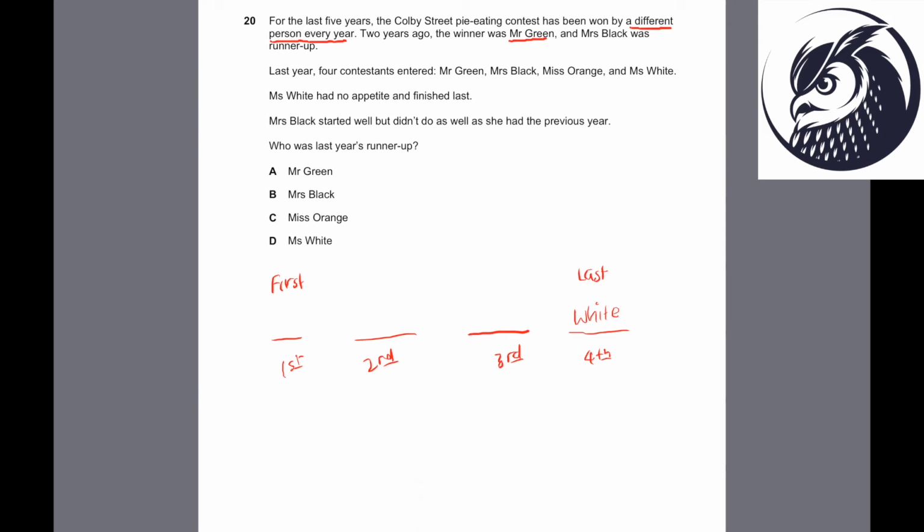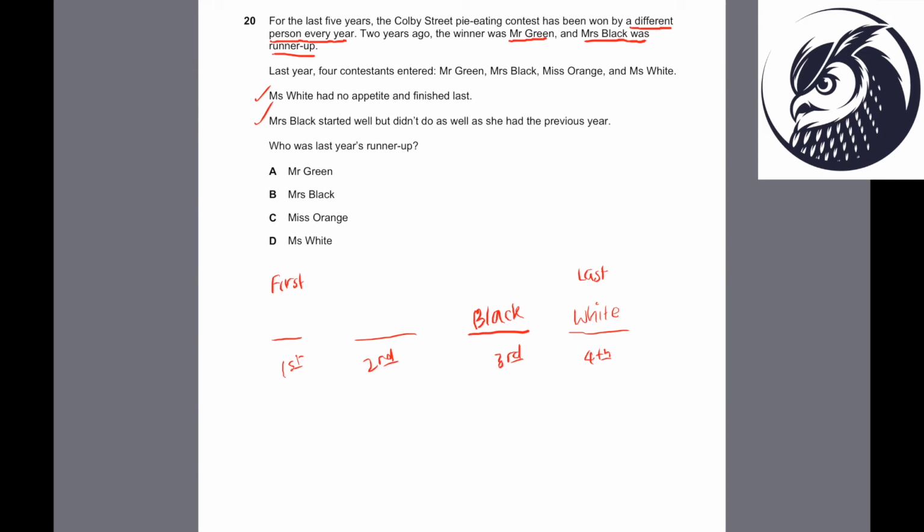And then we know that Ms. Black started well, but didn't do as well as last year. So last year, what position was Miss Black in? We know that Ms. Black was the runner-up. So if she didn't do as well as last year, she can't have been the runner-up, or second. She must have been, in this case, third, since Ms. White is already fourth, right? So we know that Miss Black must have come third, since she didn't do as well as second from last year.